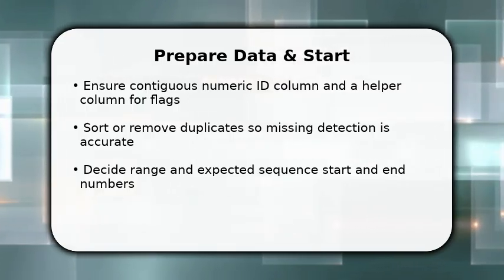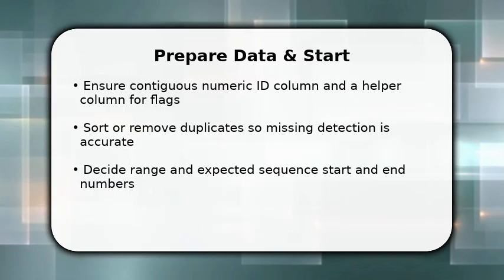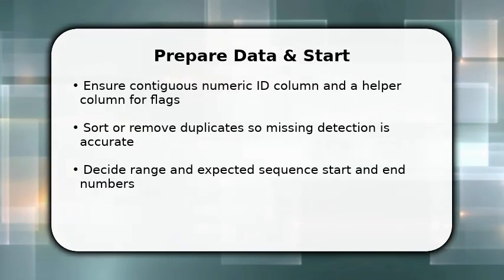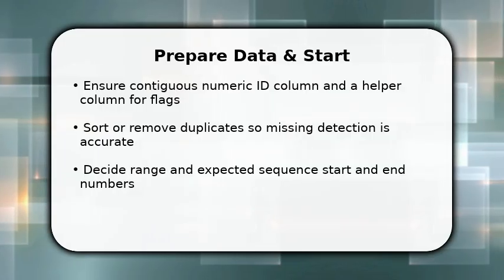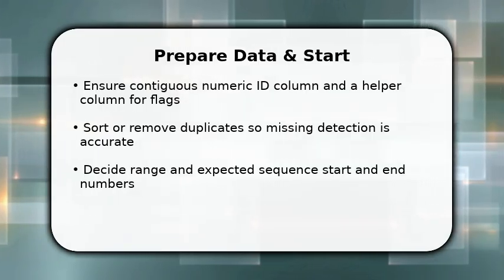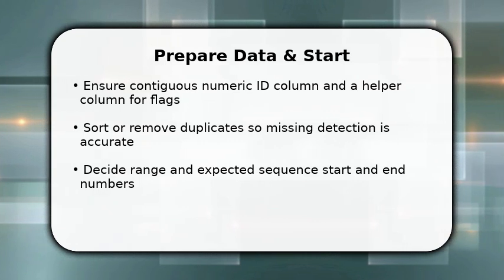Make sure to sort ascending first. This prevents false positives. Explain to yourself why. The difference reveals where numbers jump, and that jump equals missing entries. This is the actionable start to finding them.